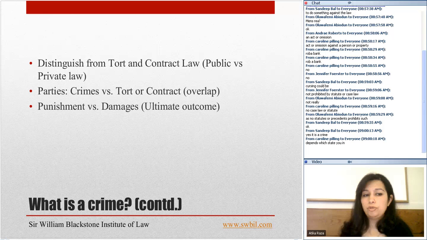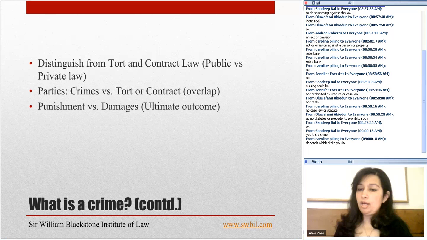Another thing that distinguishes crimes from tort or contract is punishment versus damages. In criminal law, when you commit a crime, you always get punished by law. It's either going to be imprisonment or a fine or both. In civil law, in private law, damages, which are only money damages, are awarded to you. You don't have imprisonment. You don't have community service. You're only going to pay a fine. Or, I'm sorry, not a fine, damages.